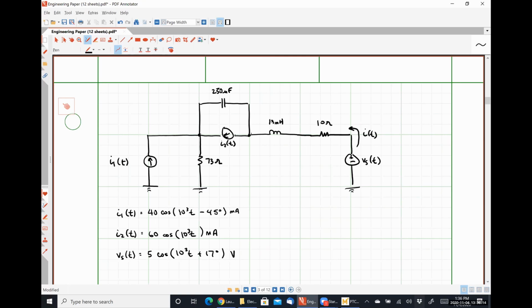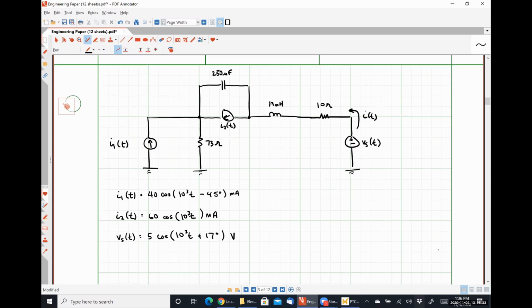So we have this time domain circuit, and we are going to, again, work it in the frequency domain to avoid the terrifying amount of calculus and trig functions, and try to get the time domain current I of t that is leaving our voltage source.